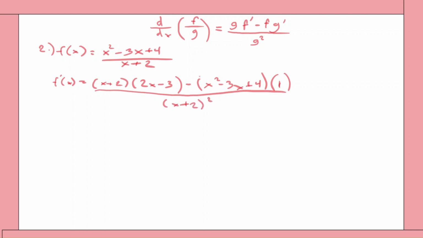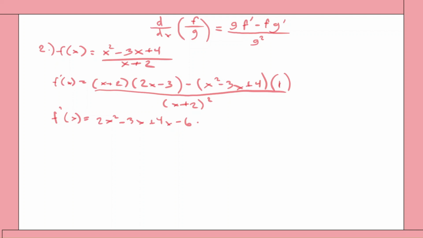So just like before, this actually is the answer. We just want to essentially simplify it a little bit. You can do anything you want when you're simplifying these. You can FOIL it in this case. So x by 2x would be 2x squared. And then x by negative 3 turns into negative 3x. Then 2 by 2x turns into 4x. And then 2 by negative 3 gives you negative 6.